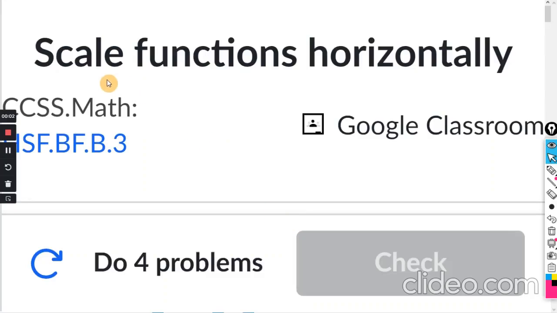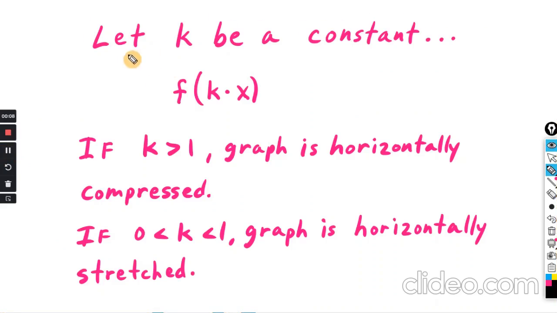This will be for the con exercise, scale functions horizontally. All right, so we're going to let k be a constant, and we're going to multiply just the x term times k. So this is f of k times x. If k is greater than 1, the graph is horizontally compressed. And if k is between 0 and 1, the graph is horizontally stretched.